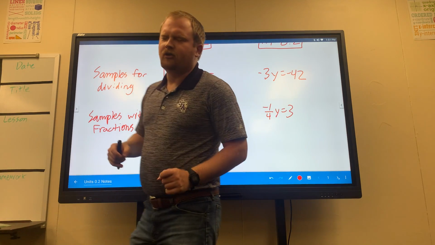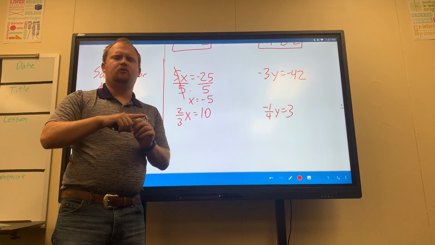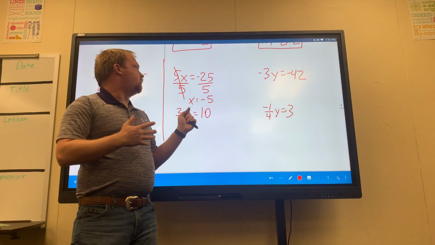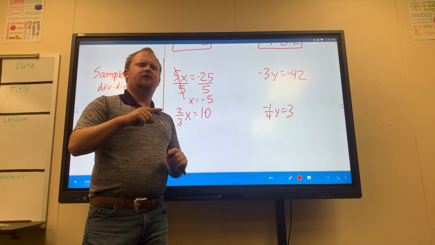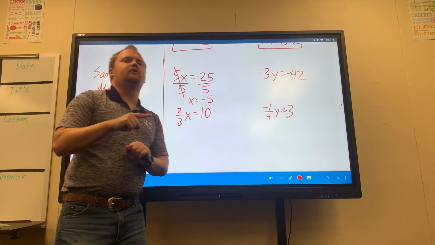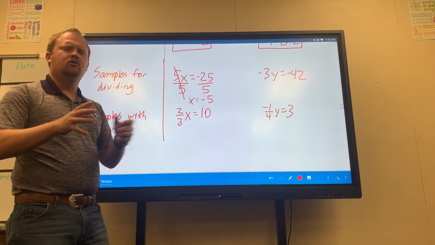Kind of like how we said earlier that a positive number times a negative number will give me another negative number, dividing works the same way. A negative number divided by a positive number still gives me a negative number. And it doesn't matter which number is positive or negative as far as the order.